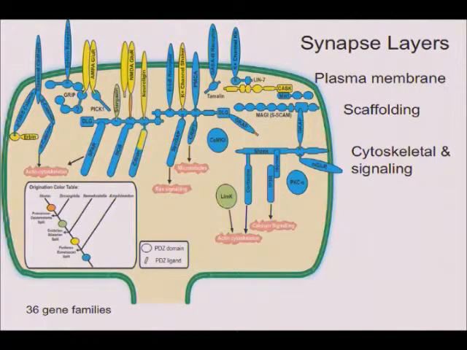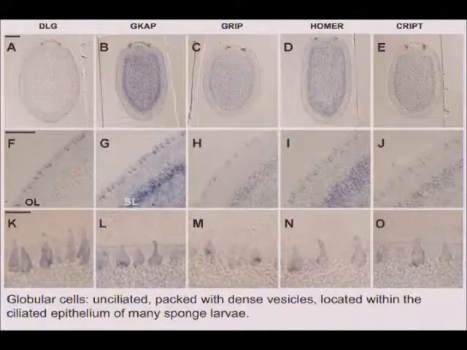For instance, the NMDA receptor does not exist in the sponge, but there's a large number that are present in the sponge, and most of them seem to fall right along this scaffolding layer. They're very, very ancient, and up here, some of them are along the plasma membrane. So the sponge has components of what we might call a proto-synapse.